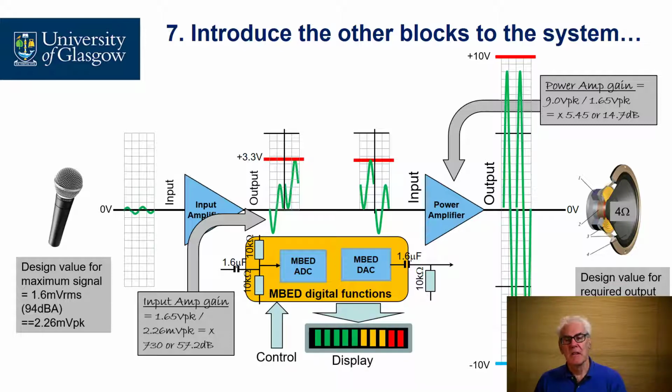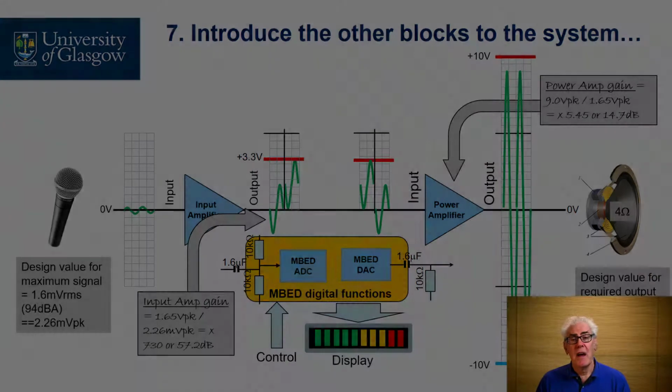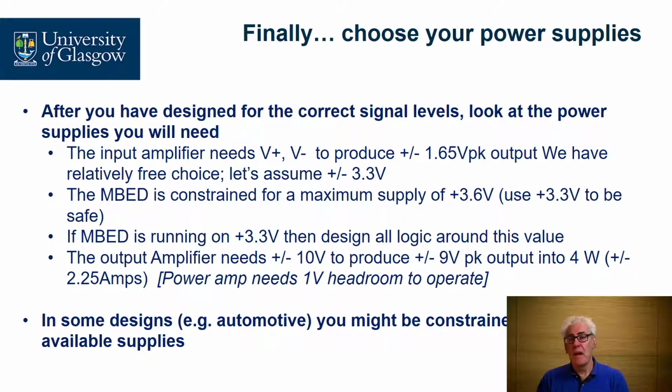We can select our display, whether it's a bar graph or an analog version. I've chosen the bar graph here because it will be easier to drive from the embed digital functions. And finally, we look at our power supplies. So we now have a system that has been designed from end to end to deal with signal levels. Now we need to look at the power supplies.